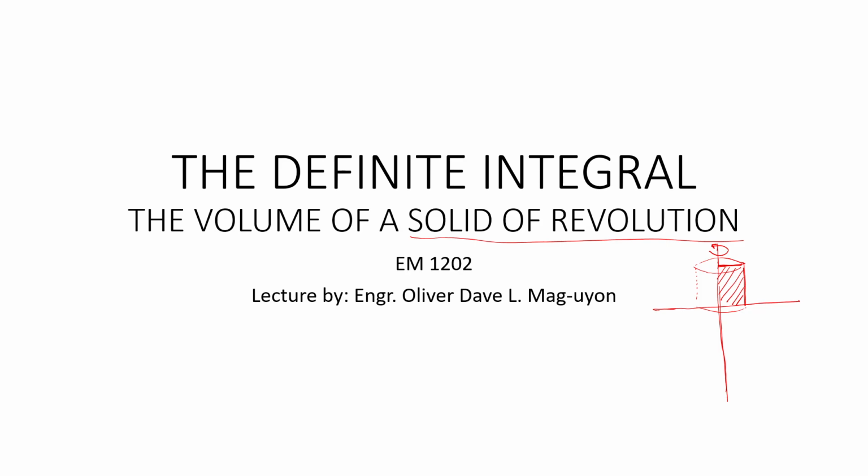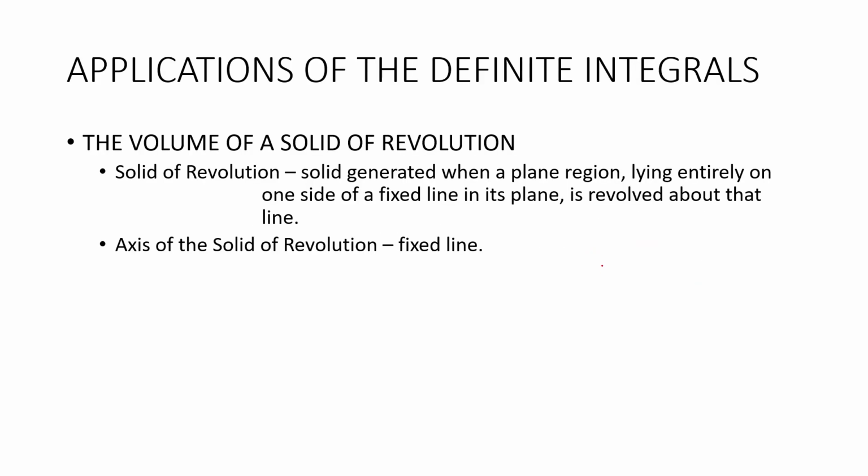So you'll be rotating areas, and the vertical and horizontal strip will still be applied on the concept of solving the volume. Okay, so what is the volume of a solid of revolution? Let's define first the solid of revolution. It's a solid generated when a plane region. Let's try to dissect each term here. Plane region is talking about the area.